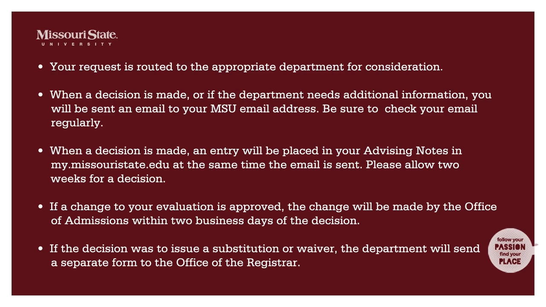If a change to your evaluation is approved, the change will be made by the Office of Admissions within 2 business days of the decision, and if the decision was to issue a substitution or waiver, the department will send a separate form to the Office of the Registrar.